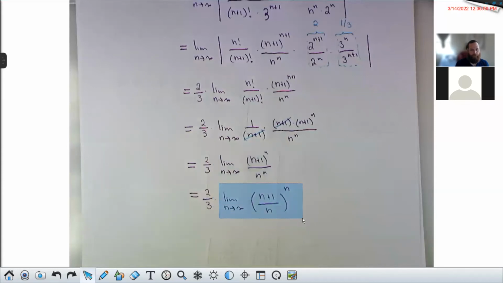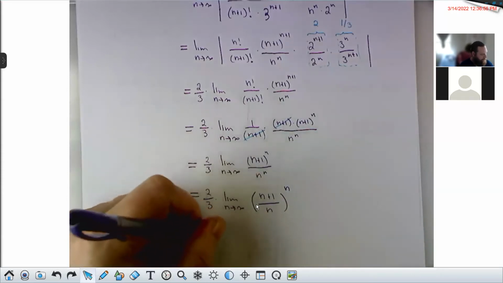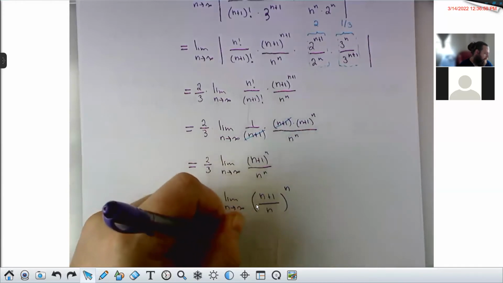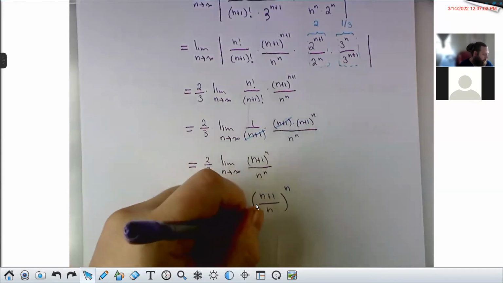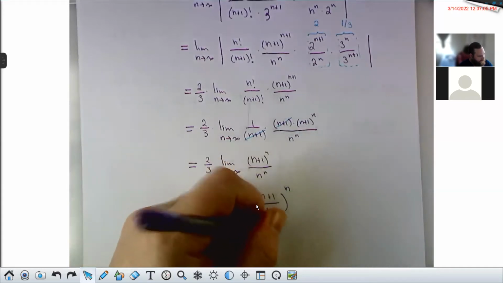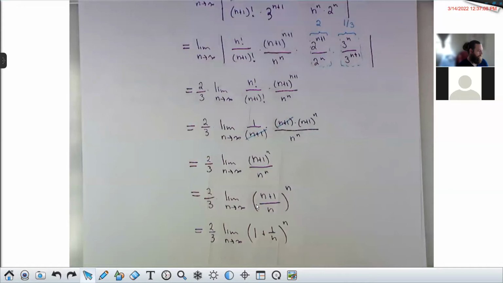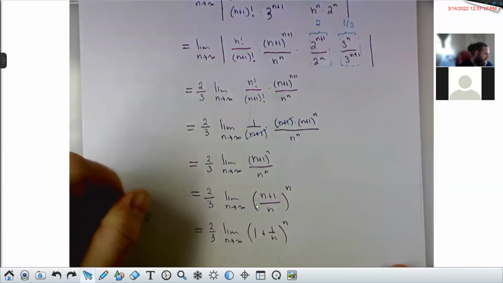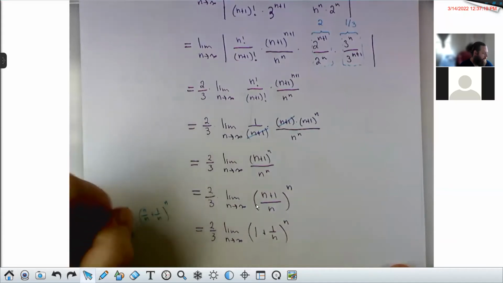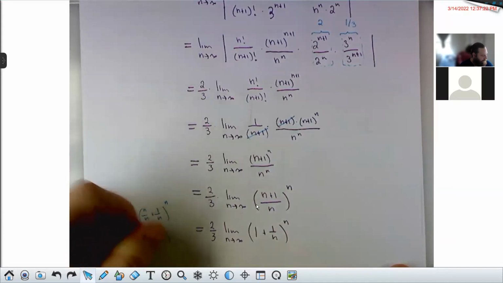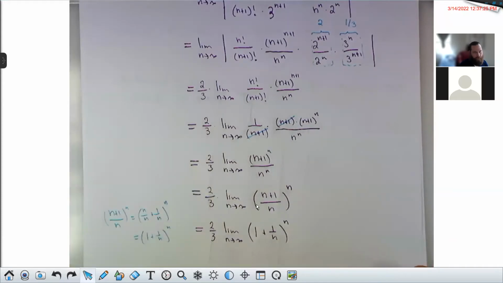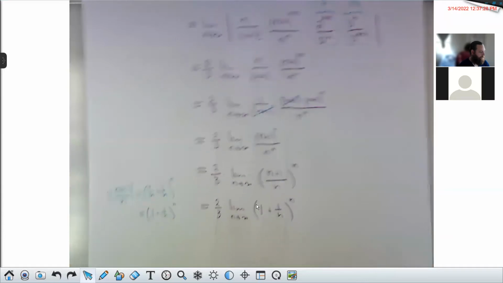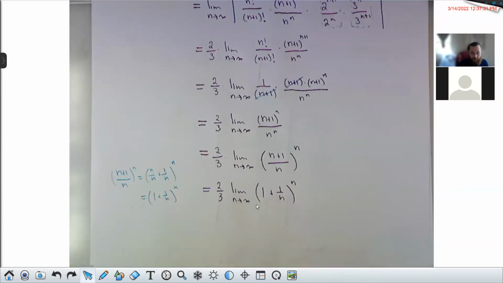Now just one tiny bit more algebra: (n plus 1 over n) to the n. That's (n over n, which is 1, plus 1 over n) to the n. I'm saying that (n plus 1) over n, all to the n, is (n over n plus 1 over n) to the n, which is (1 plus 1 over n) to the n. That's the algebra there. And that limit is e.